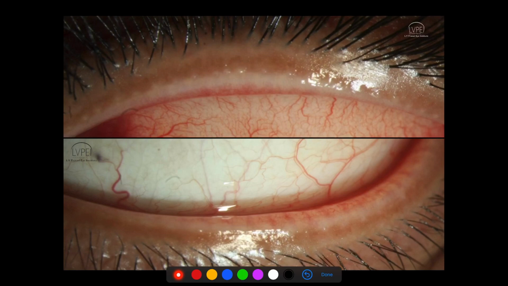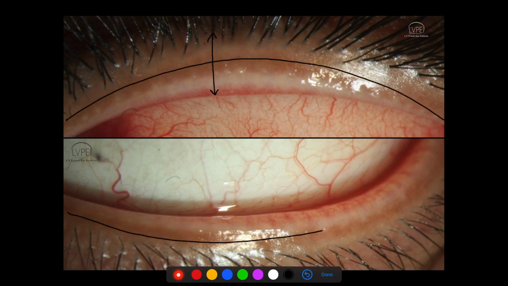So, let us identify these landmarks here in this photograph. Like I described to you before, this is the intermarginal strip or the lid margin in totality. The gray line which you see here divides the lid into two halves. So, we have both the upper lid and the lower lid.